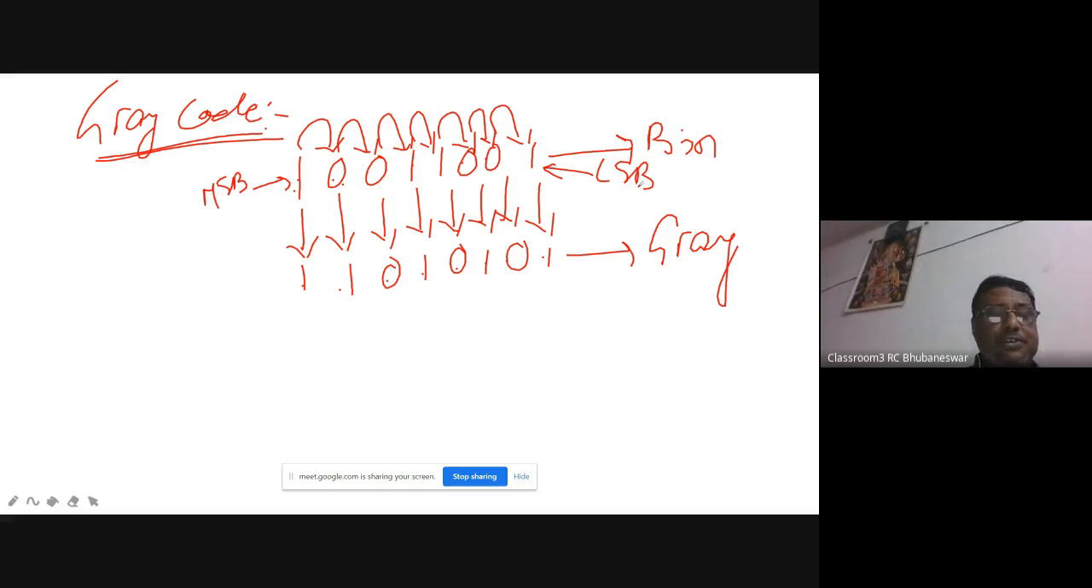So the MSB is constant. And point number 2, the subsequent bits will be added. So 1 plus 0, 1. MSB constant. Then 1 plus 0, this is 1. 0 plus 0, this is 0.